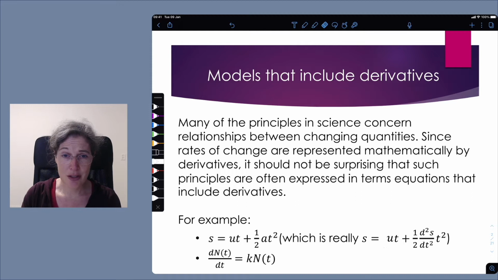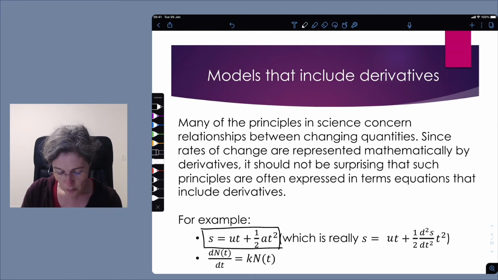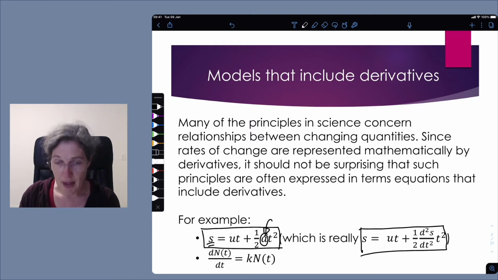Now, you've actually seen examples of these already. For example, in physics, you will have seen this equation over here, which links the distance traveled to the time, the initial velocity, and also the acceleration. And remember that acceleration is just the second derivative with respect to time of our displacement. So if you were to write this equation out in mathematical detail, this is what you'd have, and you'll notice it's an equation with derivatives in it.